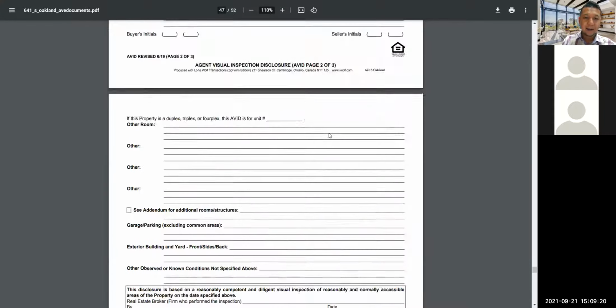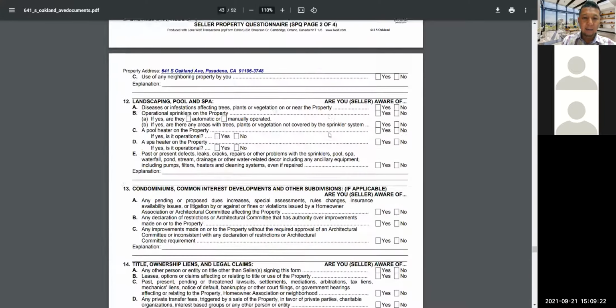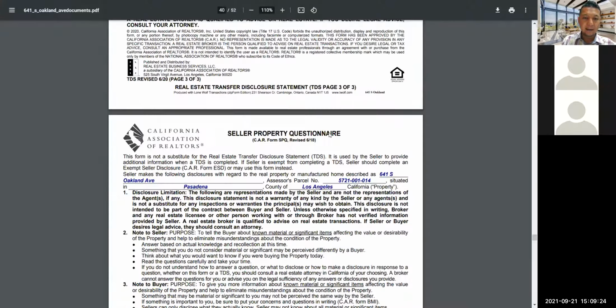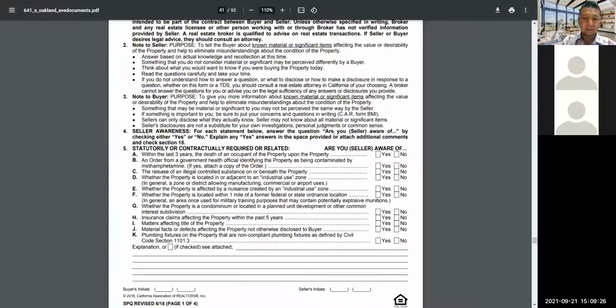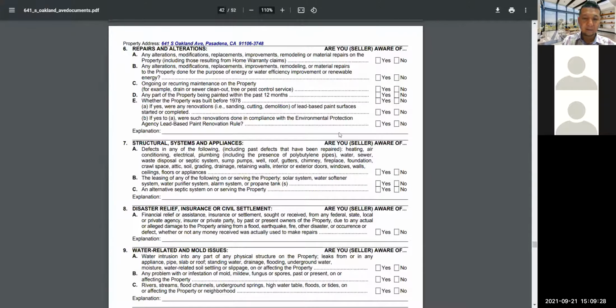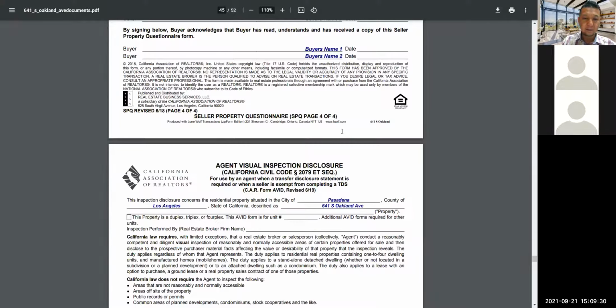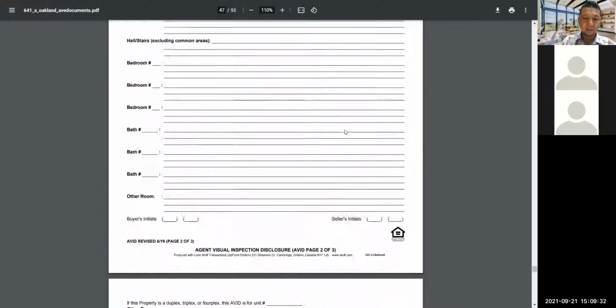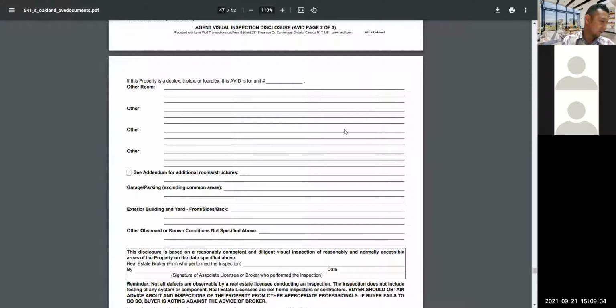Okay. Now, at the end, Kevin, yes. Can I say in the other, that the neighbor has a tree that climbs over the fence and maybe touches the roof? Can I also write like that? Yeah.